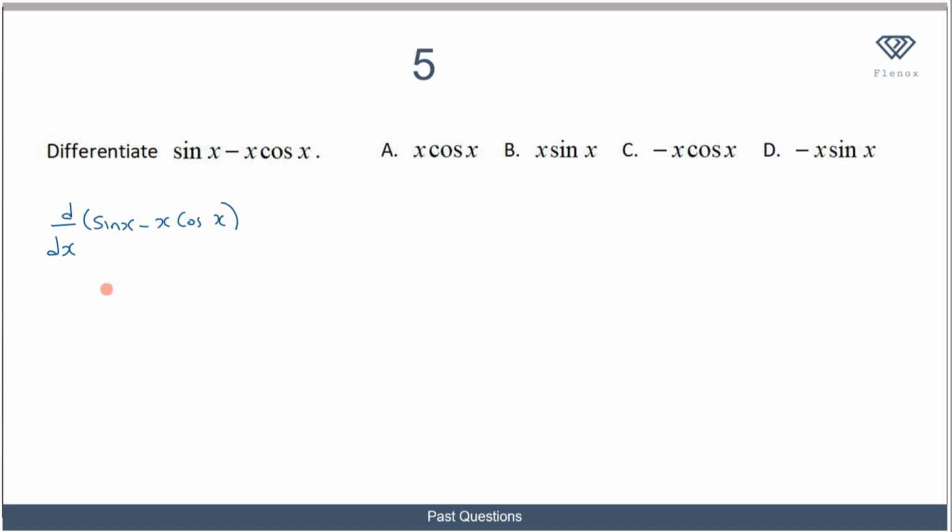So now let's try to differentiate sin x. If you remember from our trigonometric function, when you differentiate sin x, what are you going to get? You are going to get cos x.